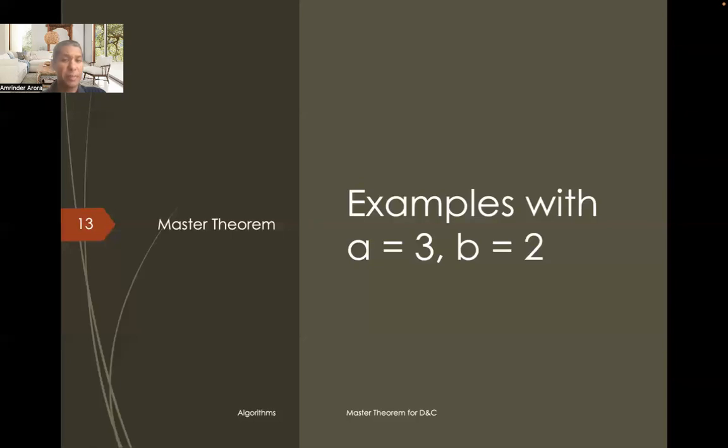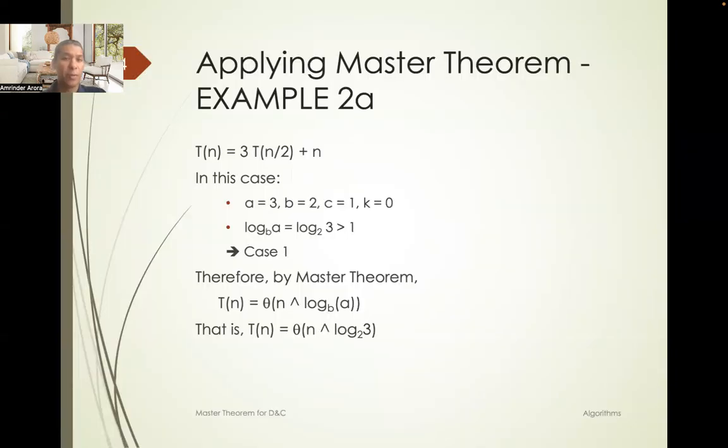Let's change a little bit. A is equal to 3, B is equal to 2 now. So we have this recurrence relation. T of n is equal to 3T of n by 2 plus n. A is equal to 3, B is equal to 2, C is equal to 1, no log term. So now we have log of a to the base b is greater than 1. Therefore, it's case 1. Therefore, the answer is n power log of 3 to the base 2.